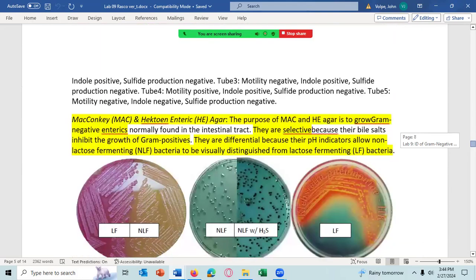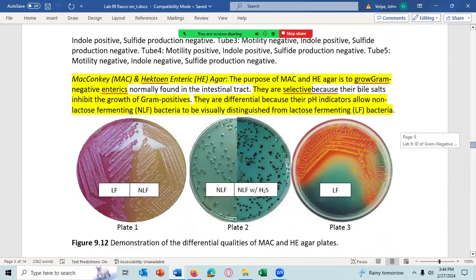All right. Let's talk briefly about McConkey's, or MAC, and the hektoen enteric agar plates, or the HE plates. These plates are both selective and differential. They are selective in the sense that only gram negatives can grow on them. These plates select against gram positives. So if you see growth on either plate, you can assume that the growth is gram negative. Any question about that?